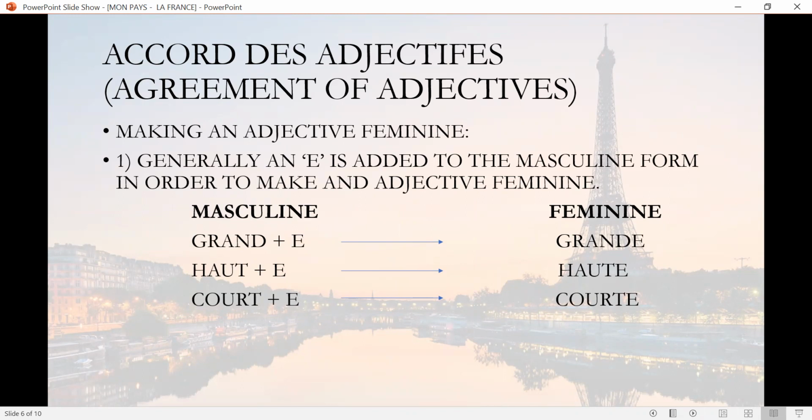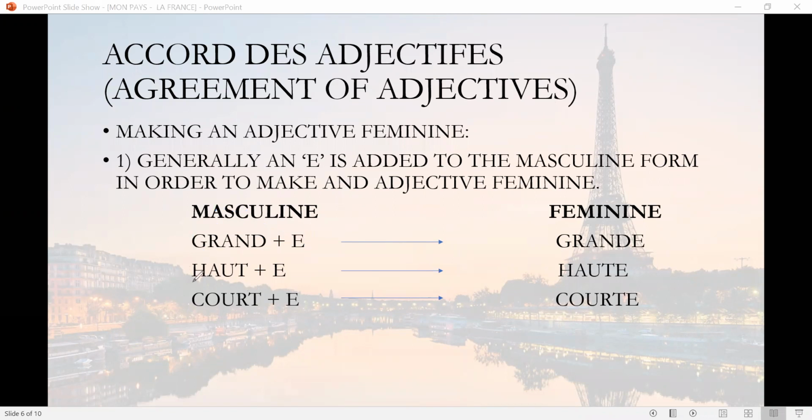If we see the first point, it refers to when we generally add an e to the masculine form of the adjective itself in order to make it feminine. For example, grand, we know it is a masculine adjective. So in the masculine form, we need to add e to it to make it feminine, which will make it grande. So hope that is clear to you.